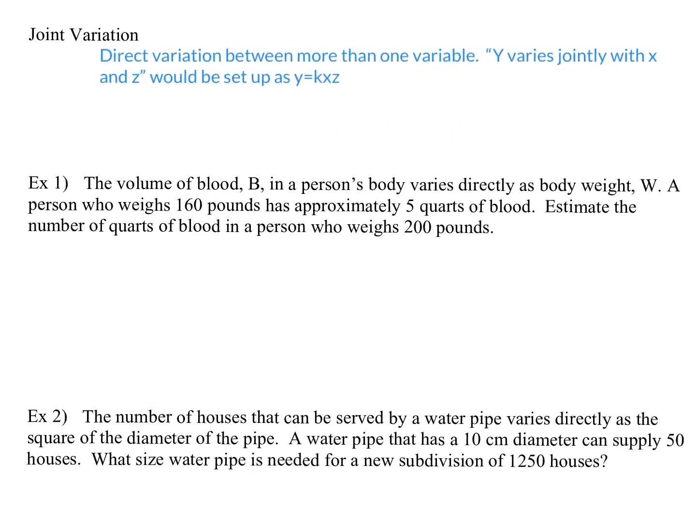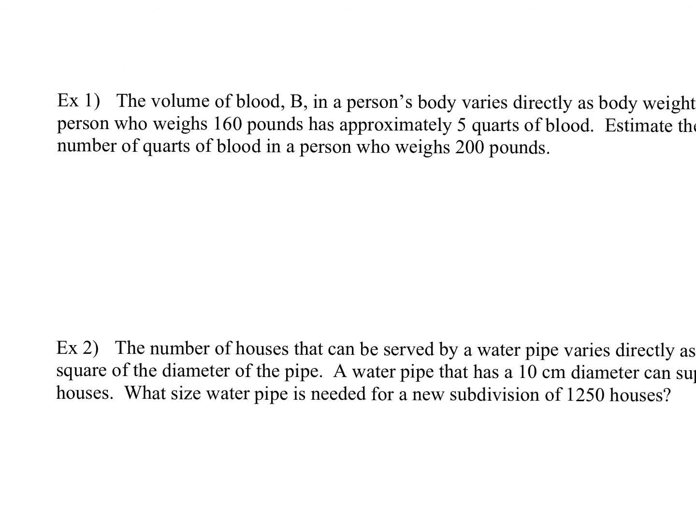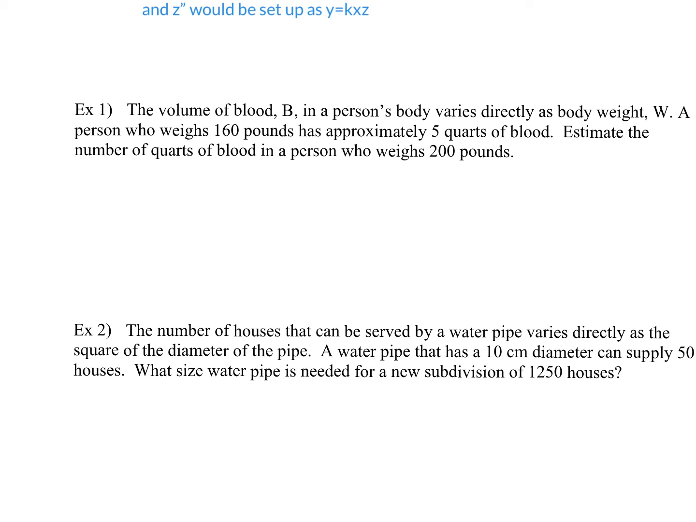So let's take a look at example 1. In example 1, and these problems will all be word problems, so just fair warning on that, they tell us that the volume of blood in a person's body directly varies with their body weight W. So I'm going to set this up. I'm going to say that variable B equals some constant times W. I've made that decision because they are telling us that we vary directly. So our first variable is B, and our second variable is W.